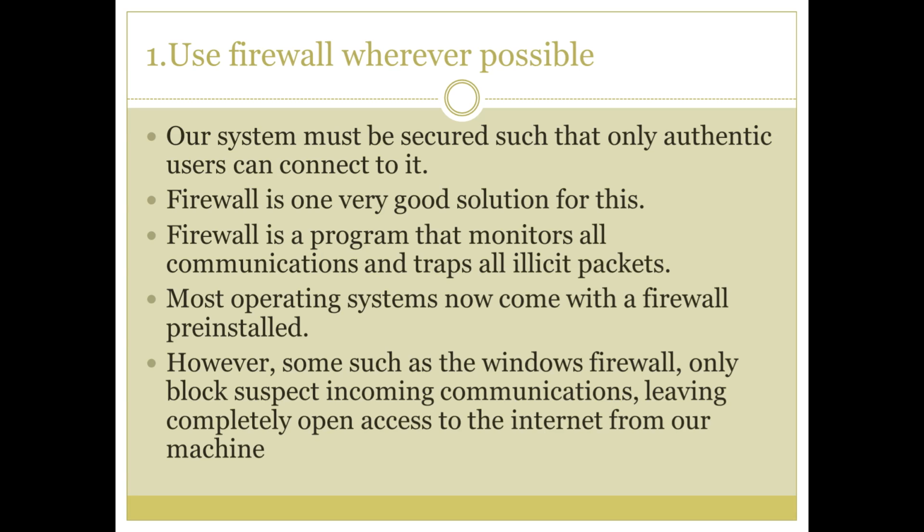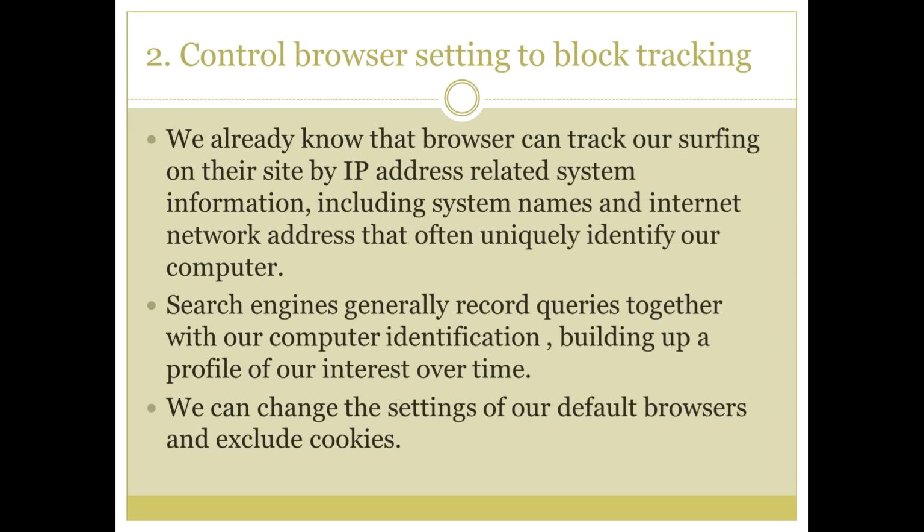Number 1, use a firewall. A firewall is a program that monitors all communications, whatever we are doing on our computers. It traps all the illegal packets. Most operating systems now come with a firewall. All computers come with a firewall pre-installed. But there are some Windows firewalls that only block suspicious incoming packets, leaving the rest of the things that we do on the internet open to access.